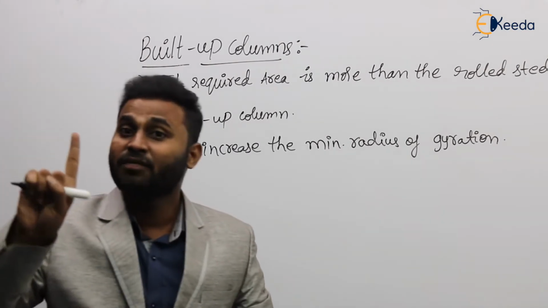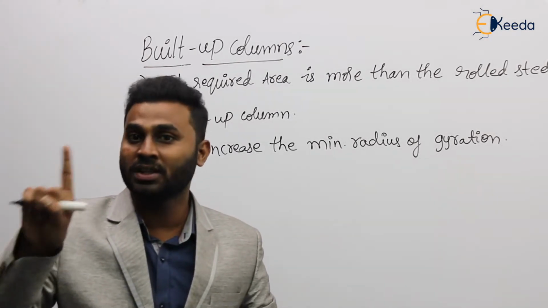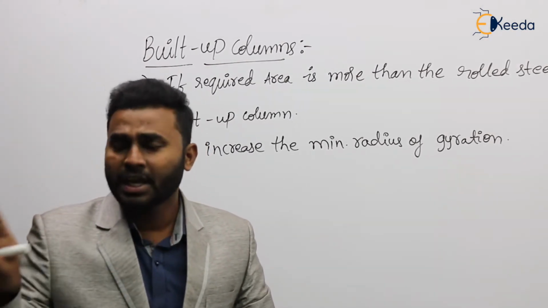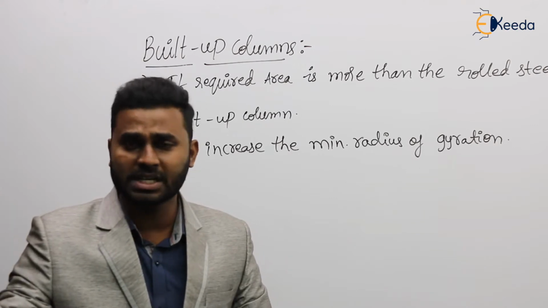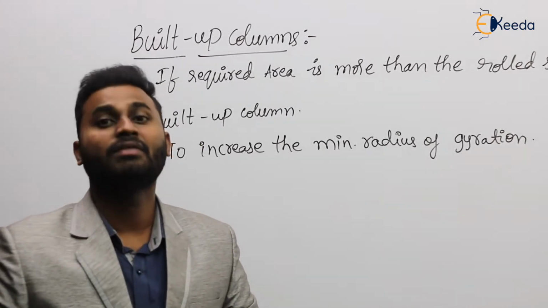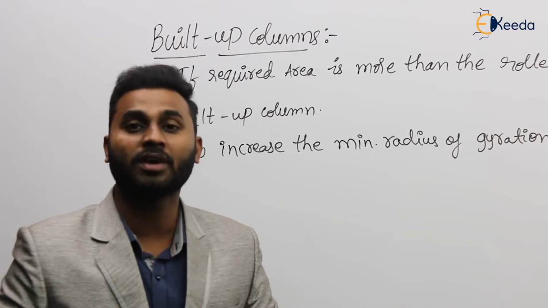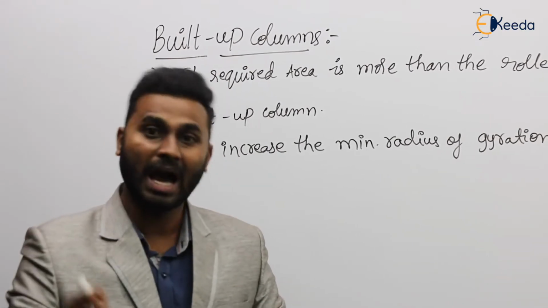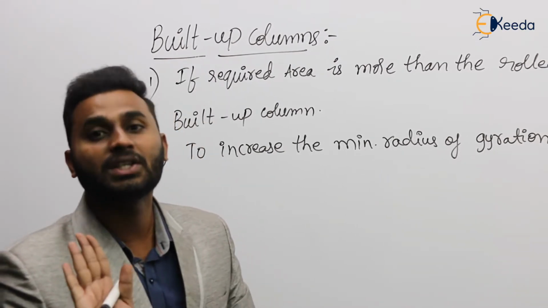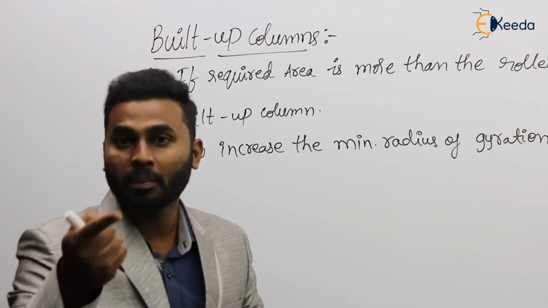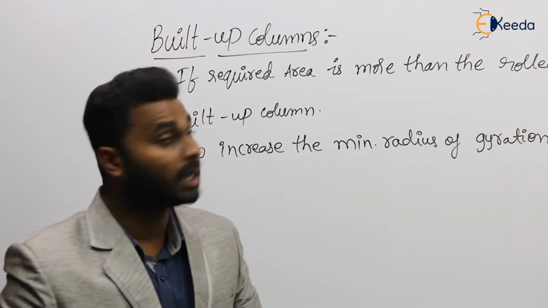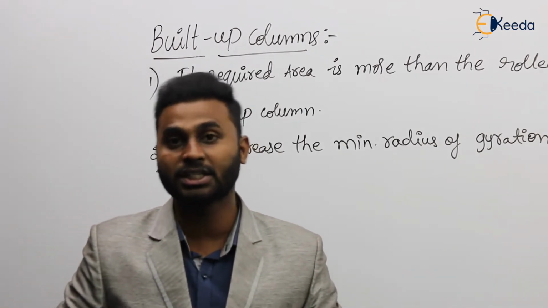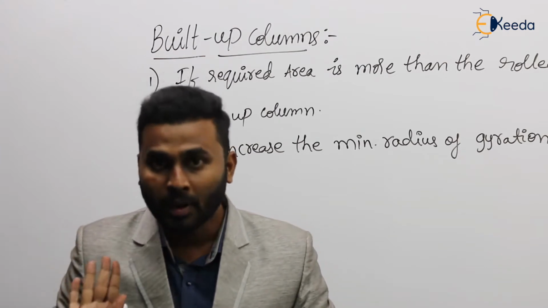So tell me. One is, if the required area is not matching the gross area of a standard rolled steel section, and then if the minimum radius of gyration is too small or less, then these are the conditions for preferring a built-up column. Agree or not? So these are the conditions for preferring the built-up column.